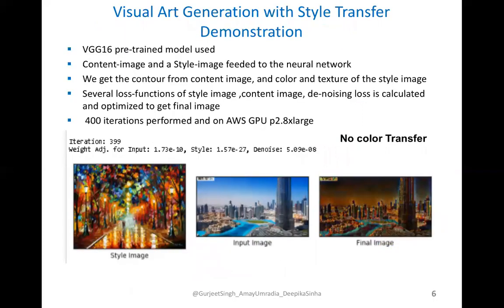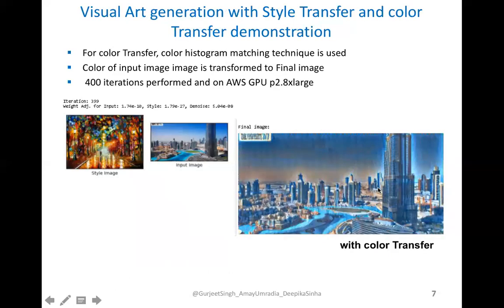So in the visual style, the style transfer technique, we took a style image and an input image, and we were getting the final image, something like this. Here the colors are being transferred from the style image to the final image, so there is no color transfer technique used. When we use the color transfer technique, we were able to get an output image that has a similar color as the input image.